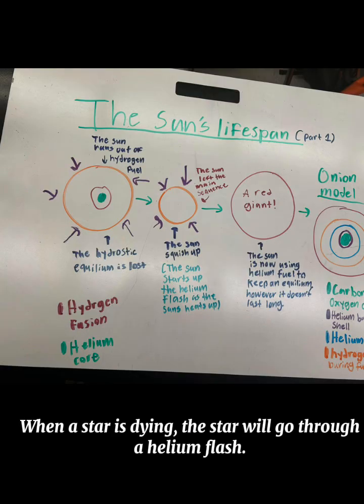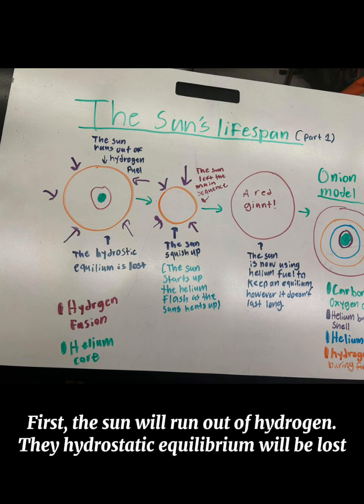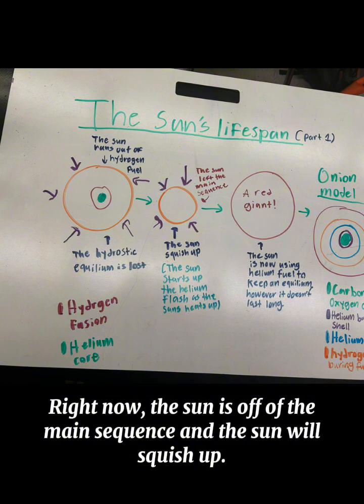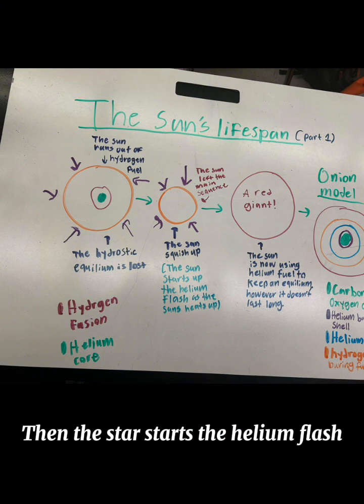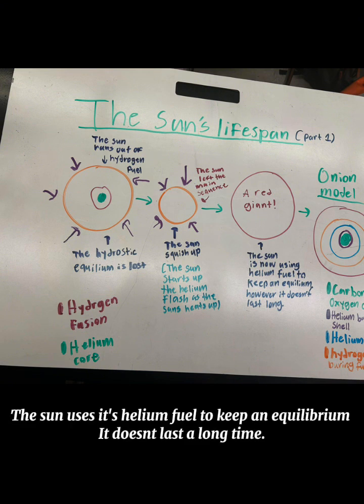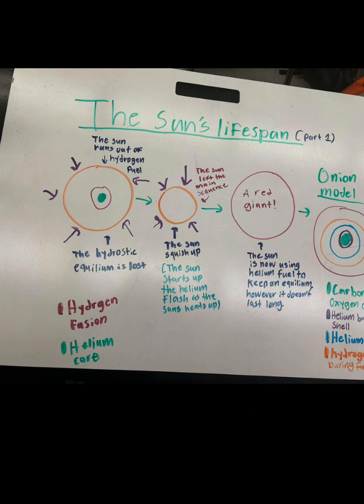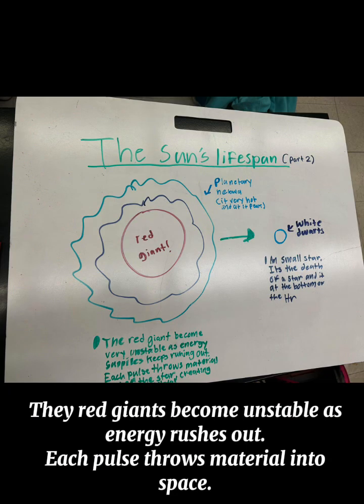When a star is dying, it will go through a helium flash. First, the Sun will run out of hydrogen. The hydrostatic equilibrium will be lost. The Sun will leave the main sequence and swell outward. Then the star starts the helium flash. The Sun uses its helium fuel to keep in equilibrium, but it doesn't last a long time. The red giants become unstable as energy rushes out. Each pulse throws material into space.